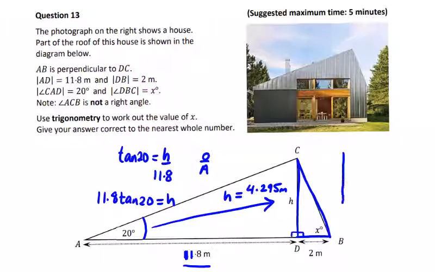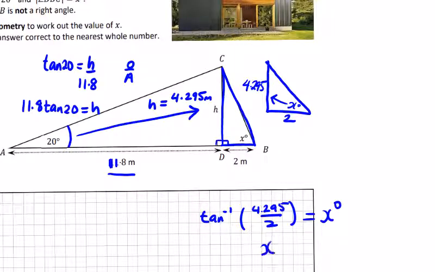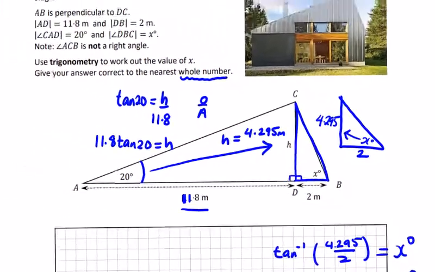So now I have this triangle here. I have x degrees. I have 4.295. I have 2. I have opposite and adjacent, so it's tan again. So the inverse tan of opposite over adjacent is equal to x degrees. So x is equal to 65.03, and we can see up here it's to the nearest whole number, 65 degrees.